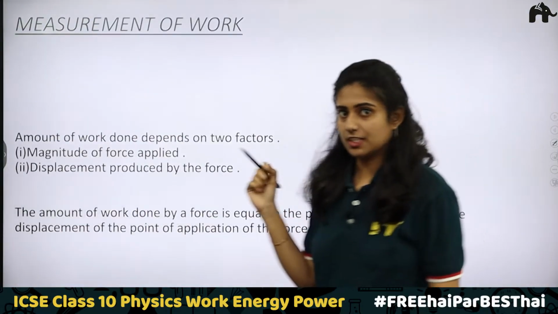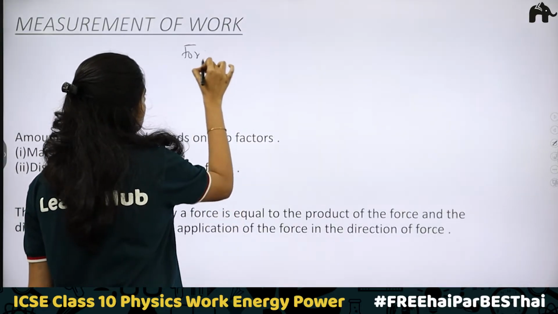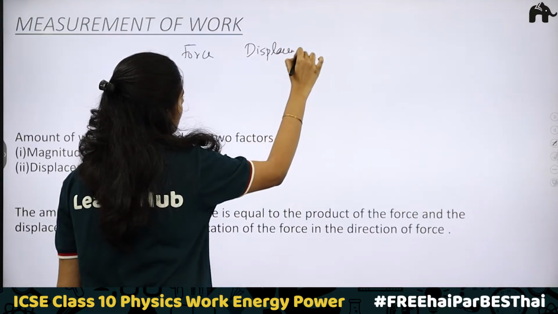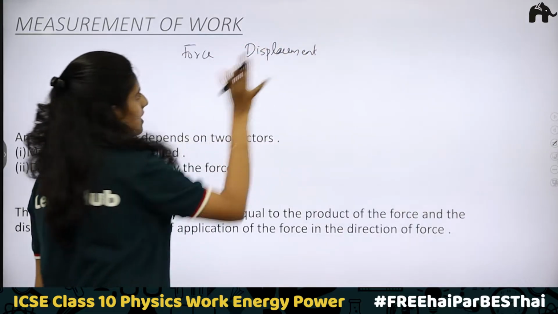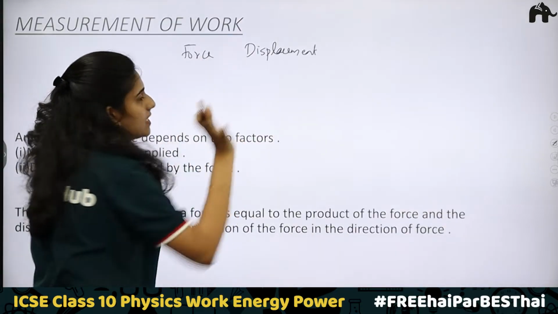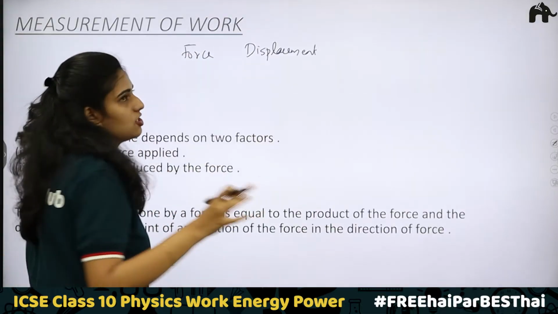How to measure work? We said that work depends on 2 factors. One is force and the second is displacement. Work is said to be done only if there is both force and displacement. If any of these elements is absent, then work is not said to be done.